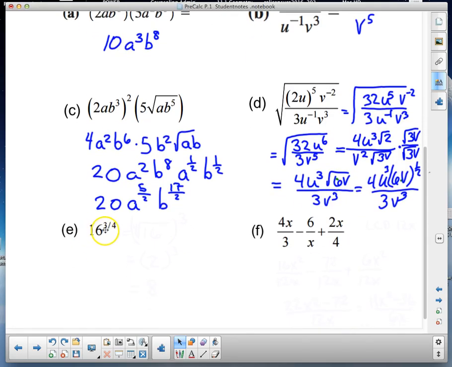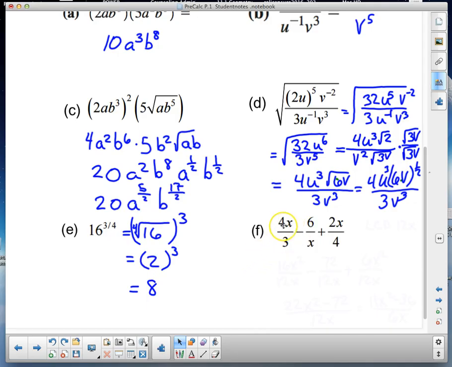Here I've got 16 to the 3/4 power. Now keep in mind that fourth means the fourth root. Okay, so I'd rewrite this as 16 to the fourth root, which is 2, to the third, which happens to be 8.